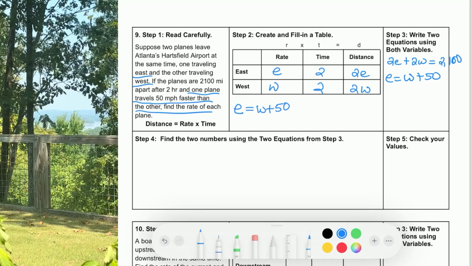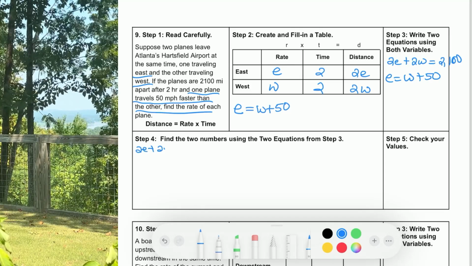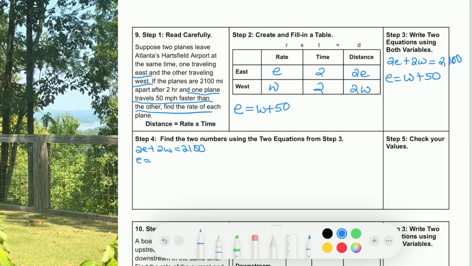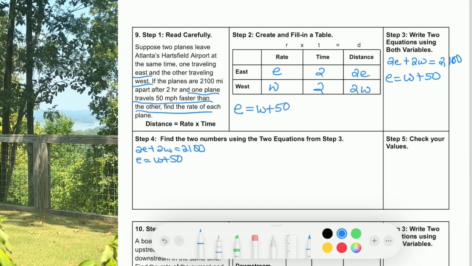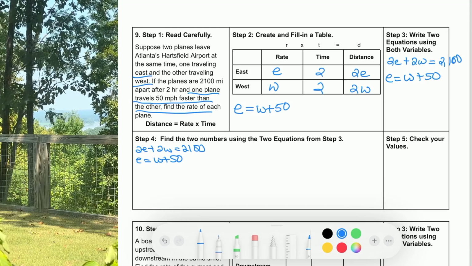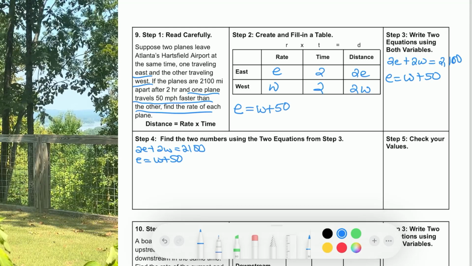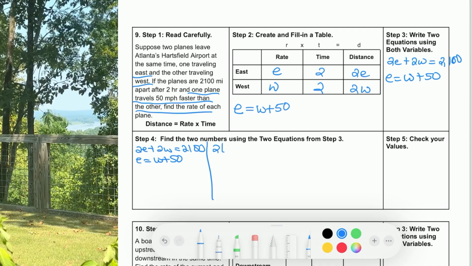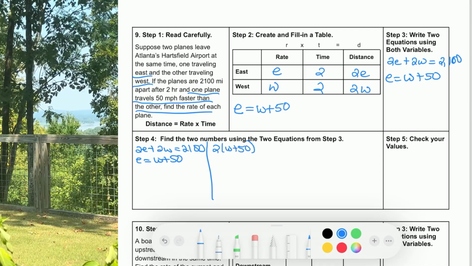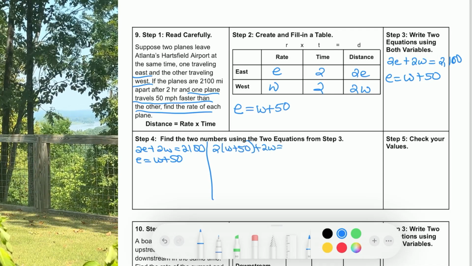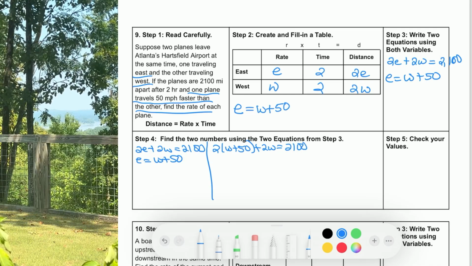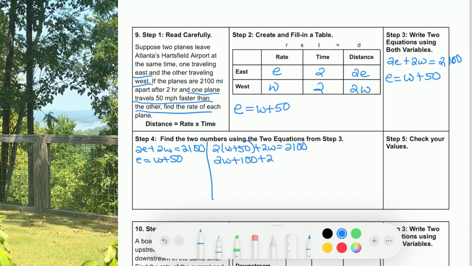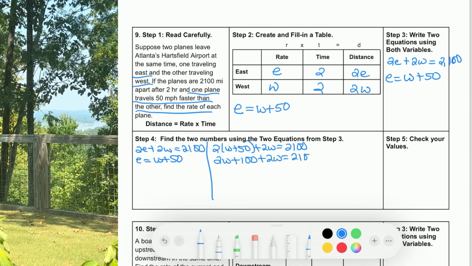I'm going to rewrite them over here. 2E plus 2W equals 2,100. And then this one, E equals W plus 50. Since we already have E isolated on this one, I'm just going to use substitution. That makes the most sense to me. So I'm going to plug that in here. 2 times W plus 50 plus 2W equals 2,100. Distribute 2W plus 100. And then rewrite out the rest of the problem.